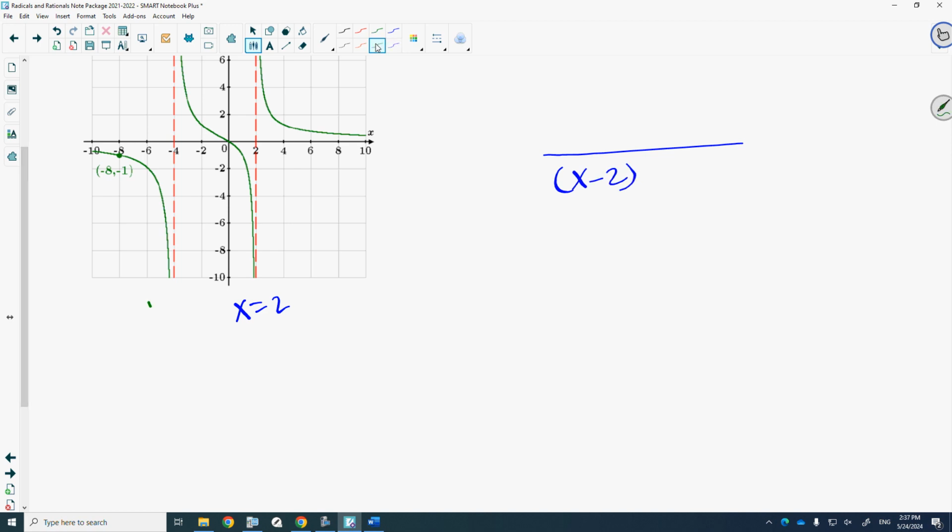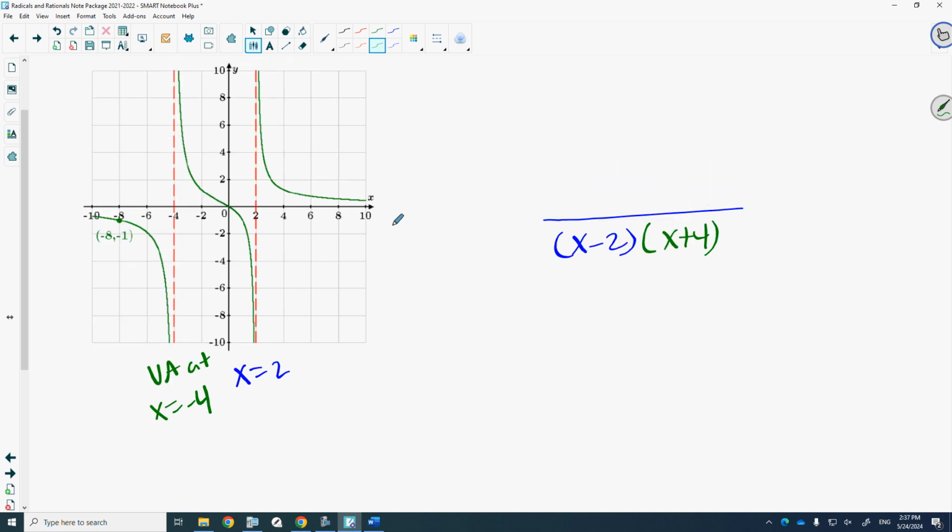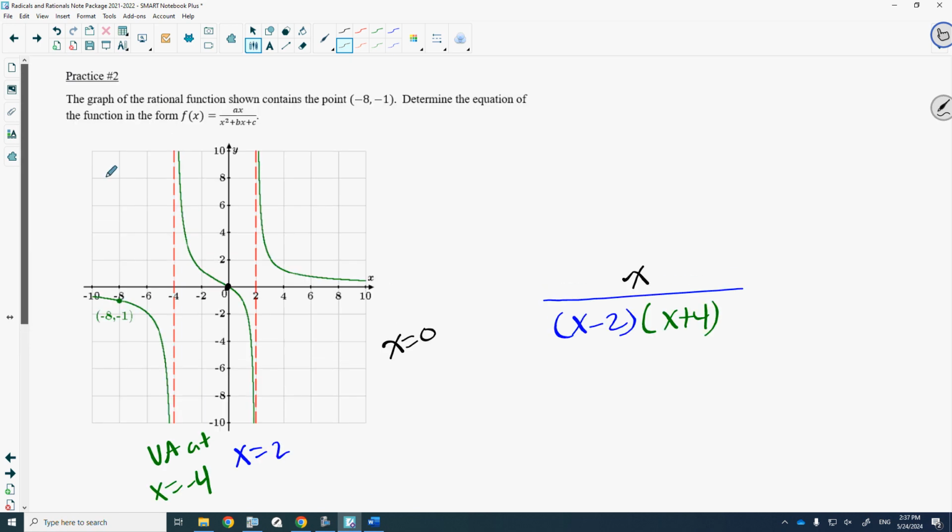Then I have a VA at x is equal to negative 4. So I know the factor in my denominator for that will be x plus 4. There's no holes in this graph, so there's no common factors. We have an x-intercept. So that's going to be the remaining factor in my numerator, and x is equal to 0. So there's my x-intercept. And then we're going to have to calculate our a value.